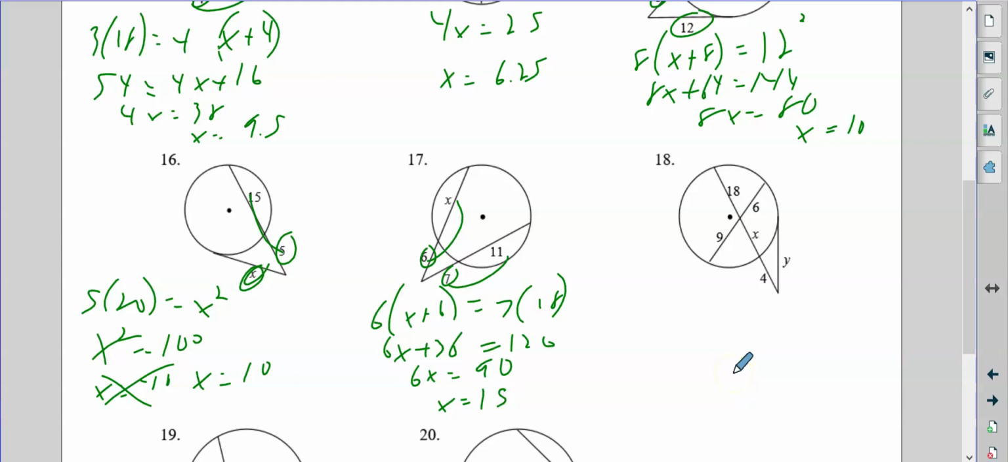So first we need to find x. So that's going to be 18 times x, part times part, equals 9 times 6, 54. 54 divided by 18 is 3. So x is 3.